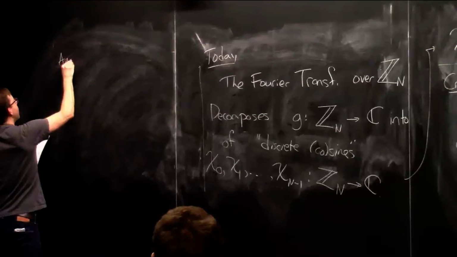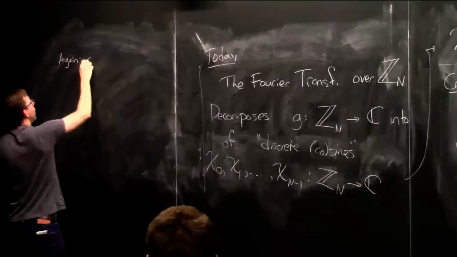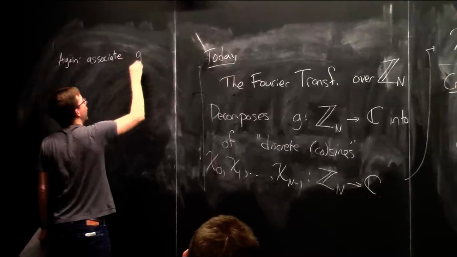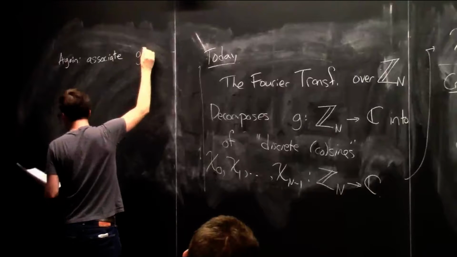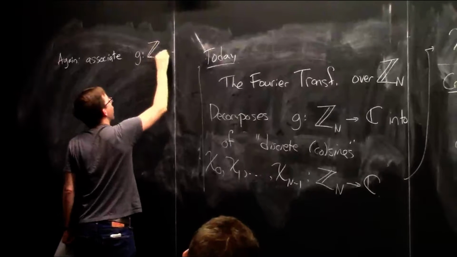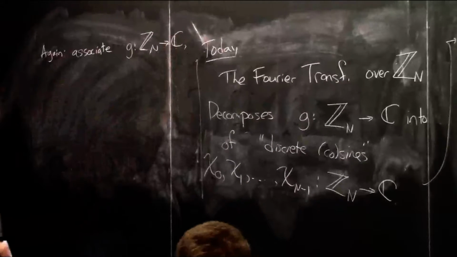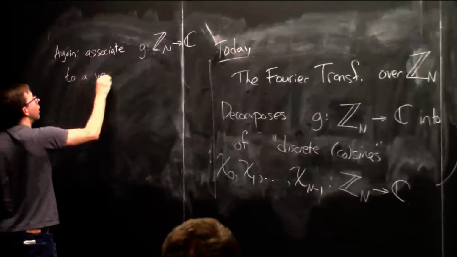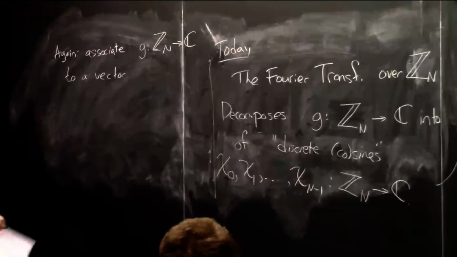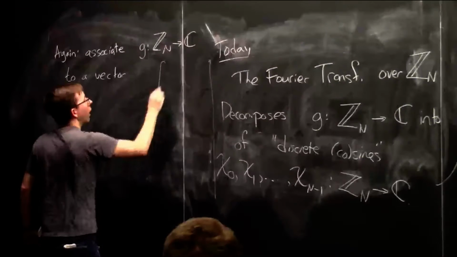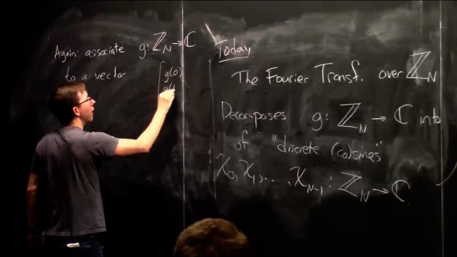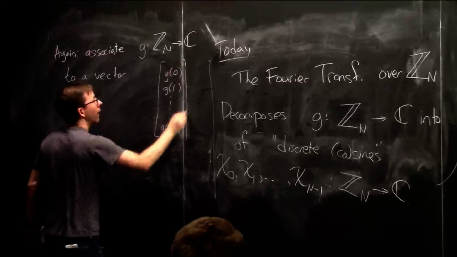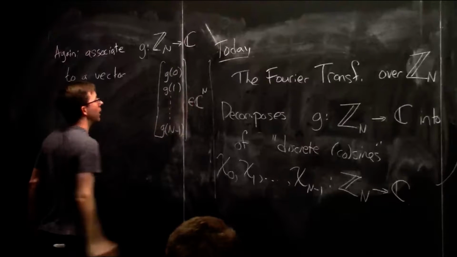We're going to again associate a function that we care about, little g, mapping the integers mod n into, let's say, complex numbers, to a vector, which is basically just the truth table of this function, or a list of all its values: g0, g1, all the way down to g capital N minus 1. This is in C to the capital N.